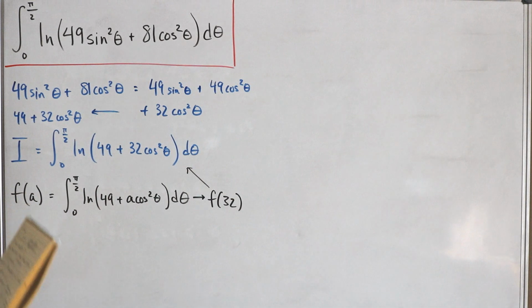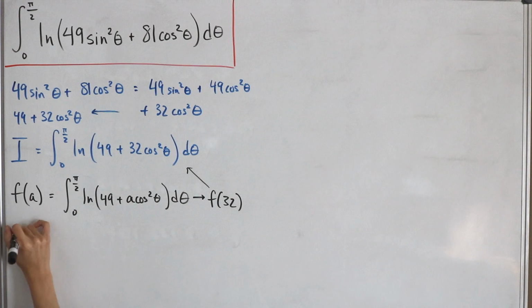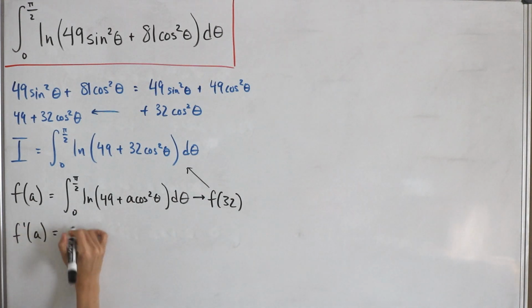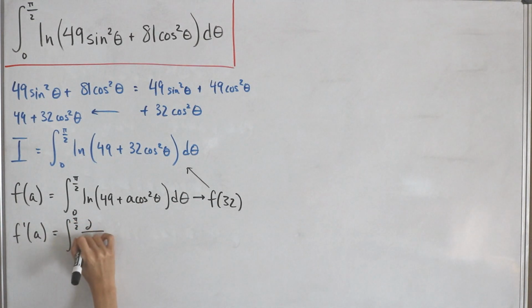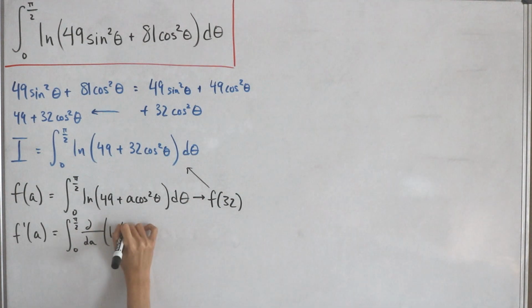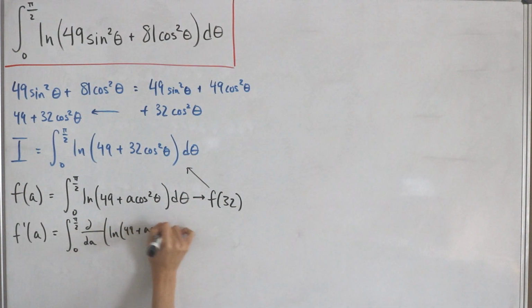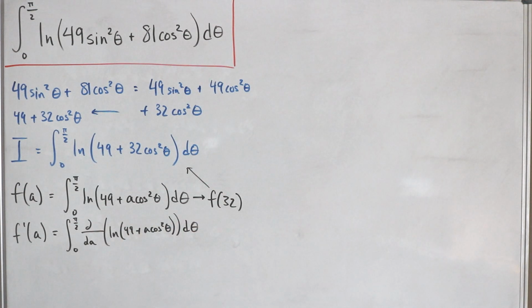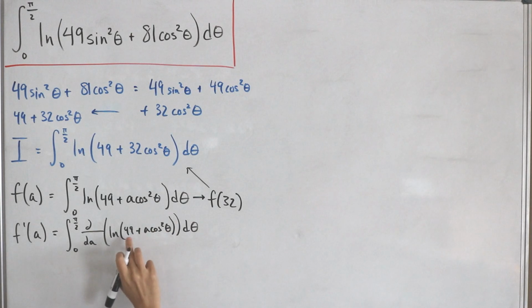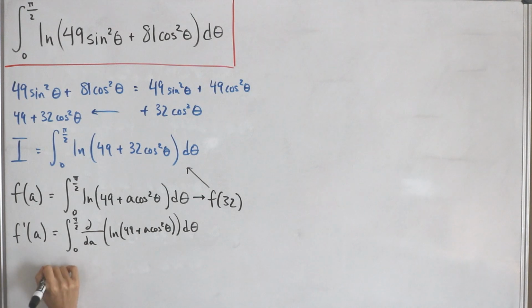So let's get right into it. Let's take the derivative of both sides, and using a famous trick, I'll differentiate inside of our integral. So I have that f prime of a is going to equal the integral from 0 to pi over 2 of the partial derivative with respect to a of ln of 49 plus a times cosine squared theta, d theta. This is pretty straightforward to do: you just use the derivative of the logarithmic function. The derivative is 1 divided by the input, and then we multiply by the derivative of the input as well. Yielding us the following.